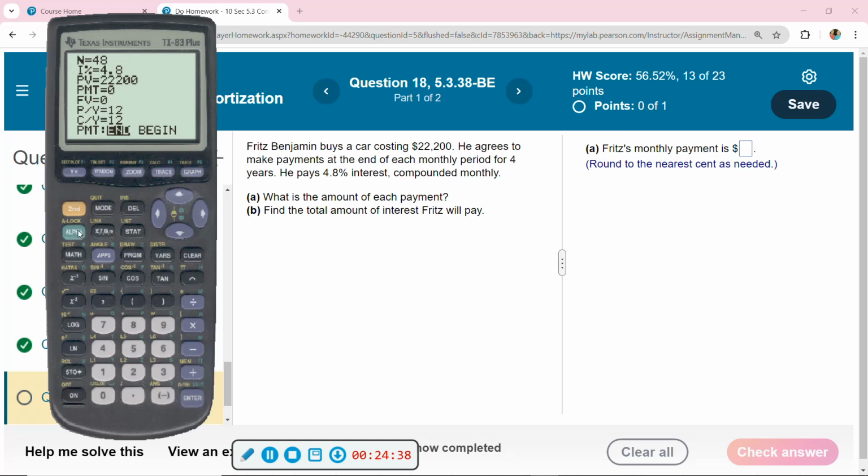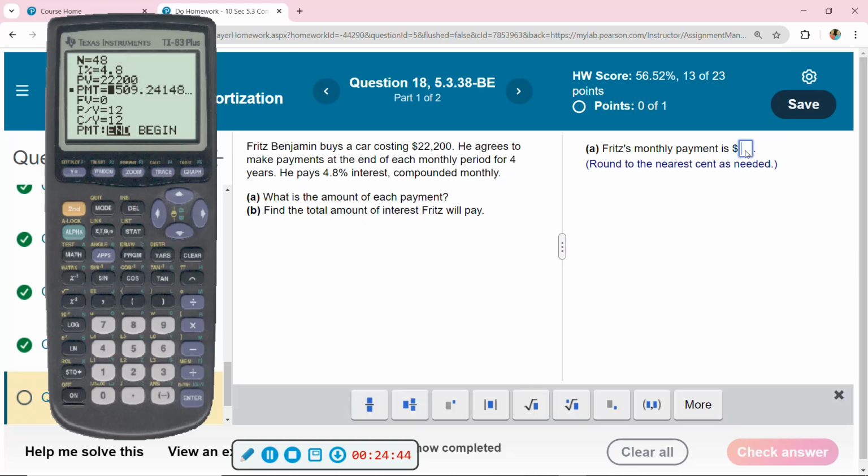Alpha, enter. So the monthly car payment, rounding to the nearest cent, don't put the negative, $509.24.